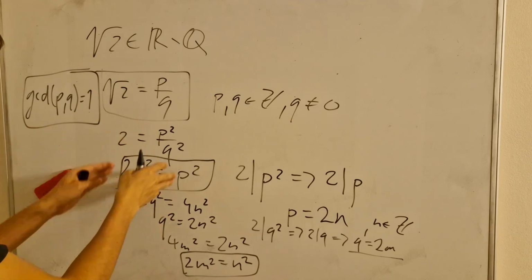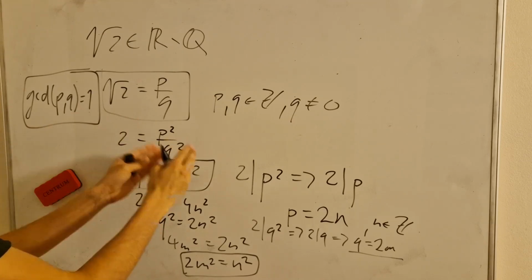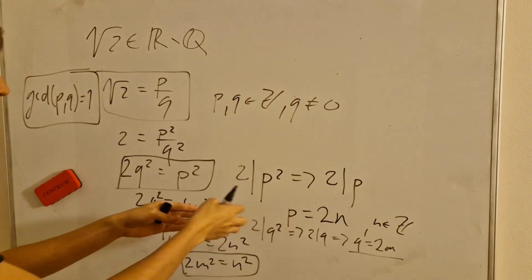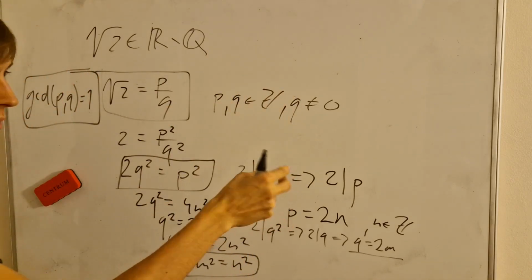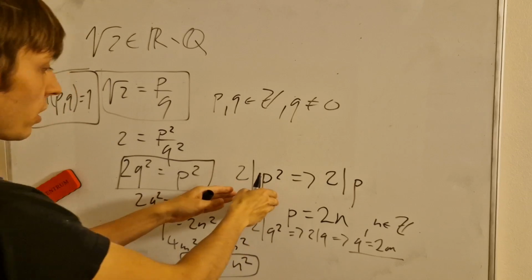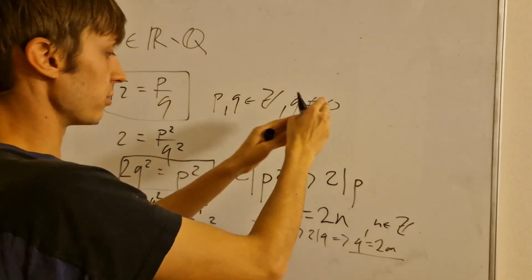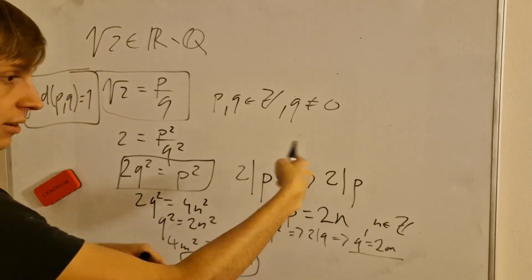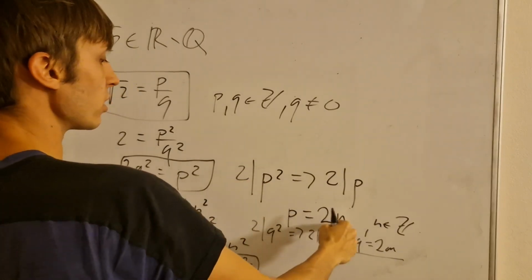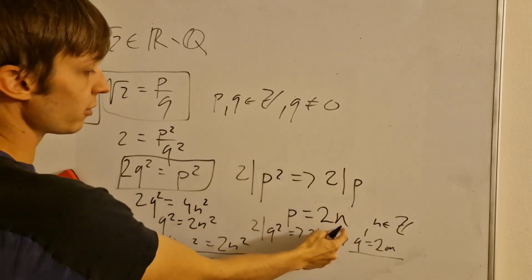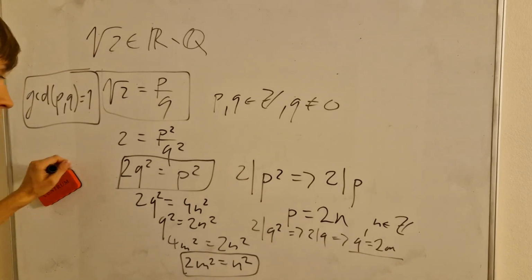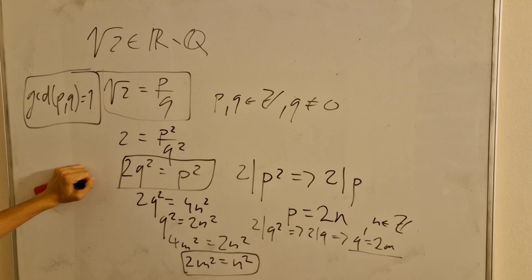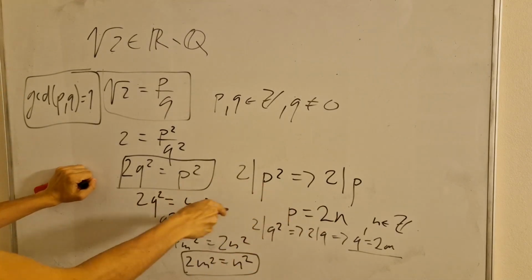But whatever that is, well, left side is even, so right side is even, so p squared is even, but by number theory, or thinking about it a bit, we realize, oh, if a square is even, then the original number is even. So p was even, and p as an even number, as any even number, can be expressed as 2 times whatever's left when it's divided by 2. And so that n was, of course, an integer again. We put it back in the equation, we get this.